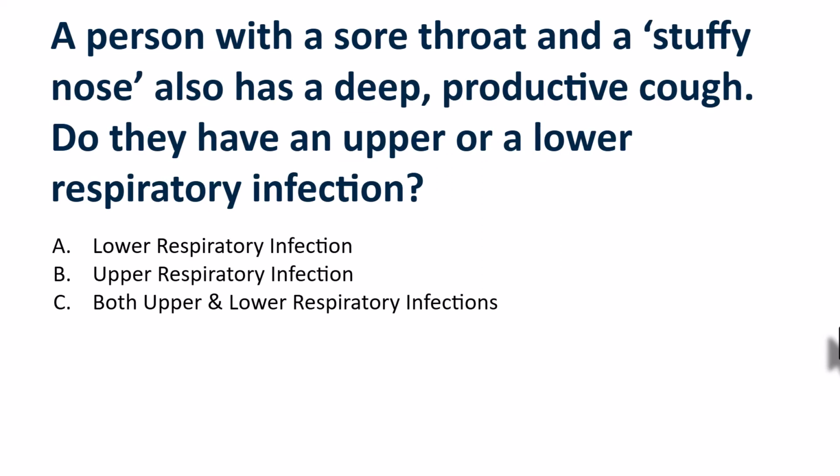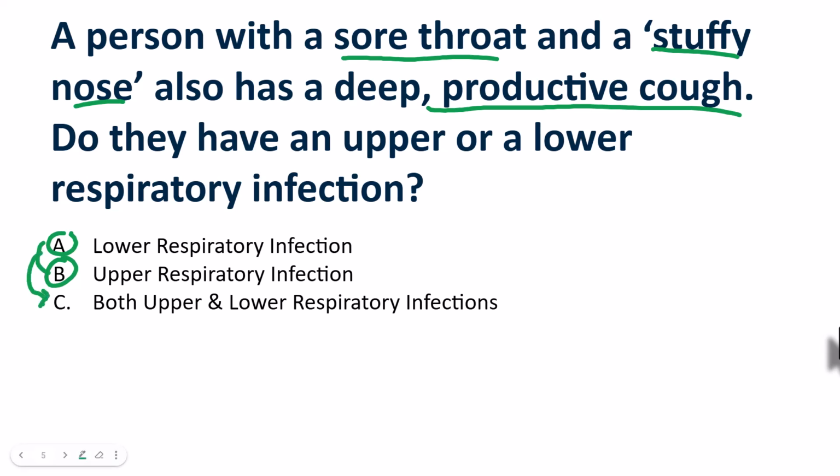So a person with a sore throat and a stuffy nose also has a deep, productive cough. Do they have an upper or a lower respiratory infection? Well, the sore throat and stuffy nose definitely signals upper to me, but productive cough also signals lower. Therefore, the correct answer is C. They have both upper and lower respiratory infections.